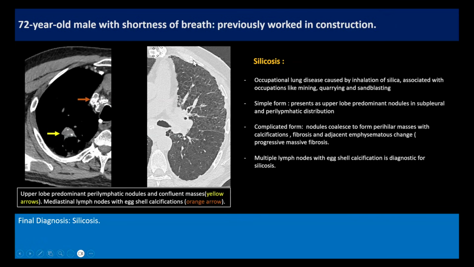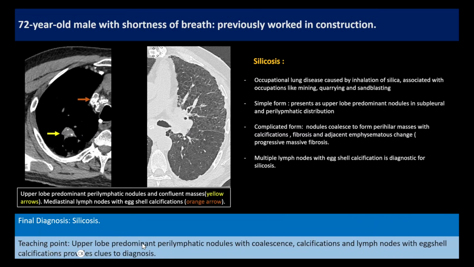We just saw the example of the simple form of silicosis, which is upper lobe predominant, with subpleural and perilymphatic distribution of nodules, or the complicated form, which appears as coalescing nodules forming perihilar masses with progressive fibrosis, also referred to as progressive massive fibrosis. Here, I would like to emphasize that the presence of eggshell calcification in patients with upper lobe predominant perilymphatic nodules should make you think about silicosis as the cause of these nodules.